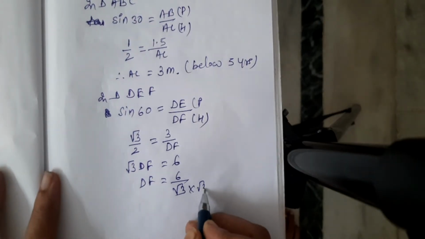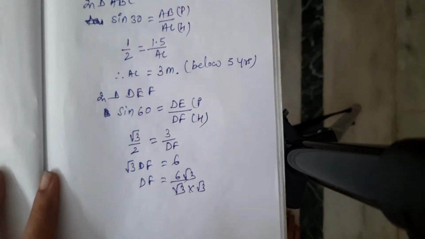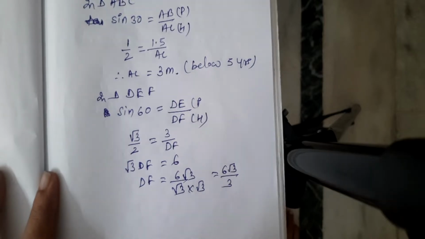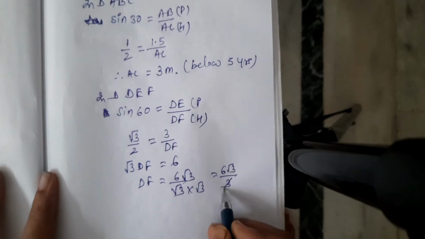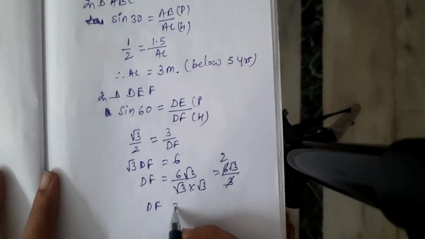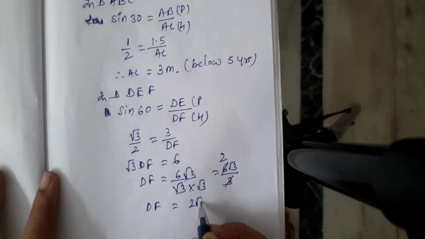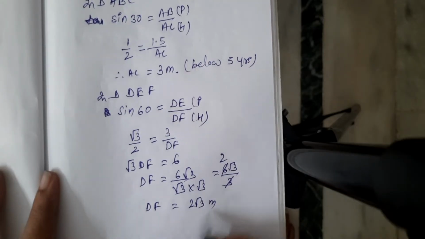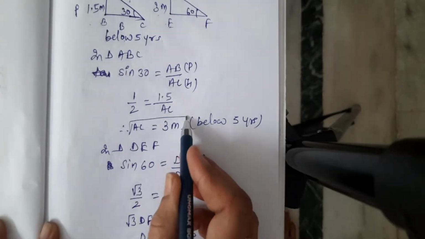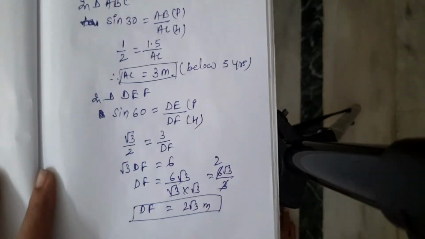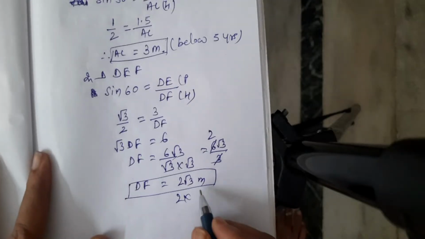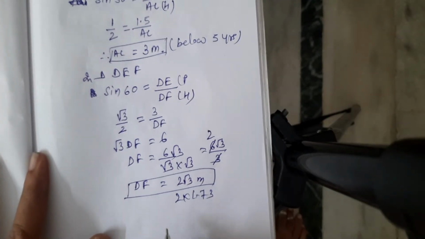So multiply root 3 to both numerator and denominator. So final answer is 6 root 3 upon 3. Now this 3 will get cancelled. 3 2s are 6. So second slide is of length 2 root 3 meter. So this is one of the answers, and the previous one, 3 meter, is one of the answers. So as I already told, if you are getting root 3, you can replace that root 3 with 1.73 and multiply and make the answer complete.